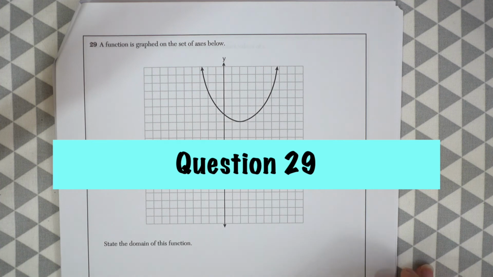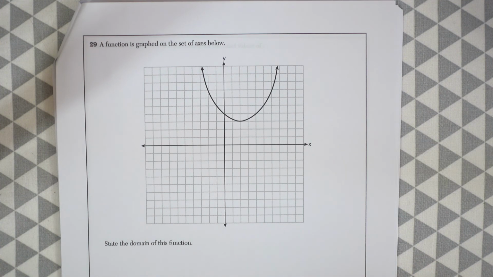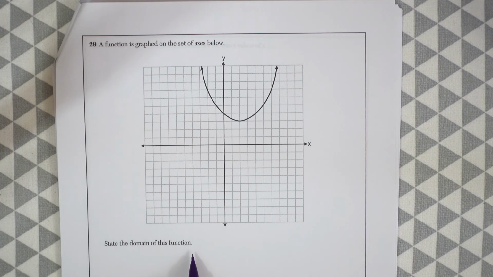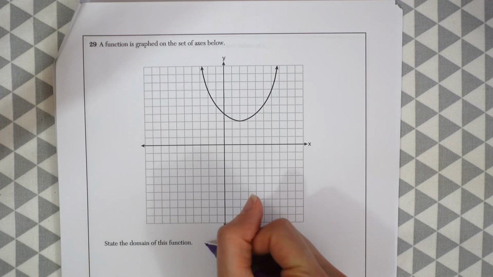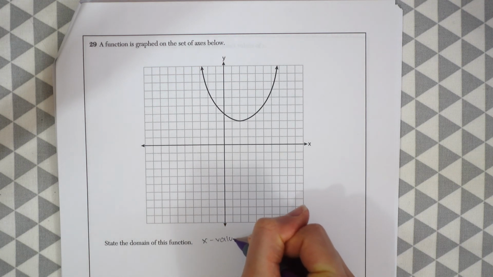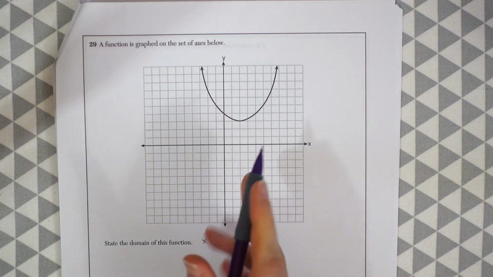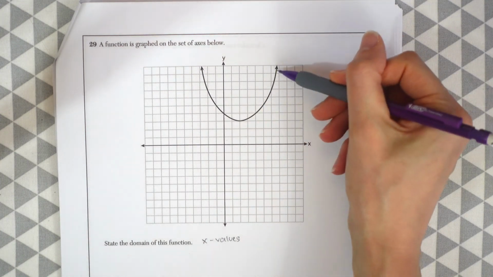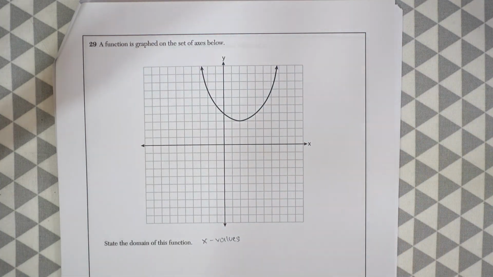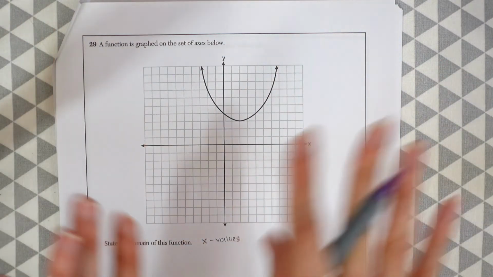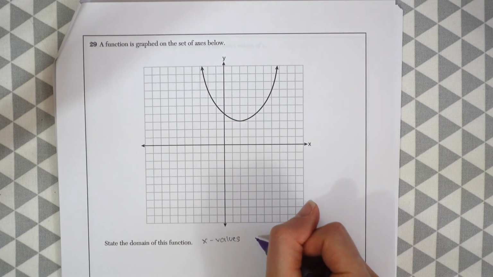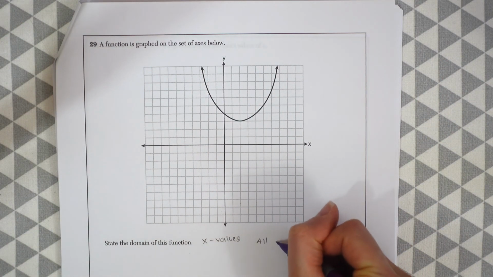Question 29. A function is graphed on the set of axes below. State the domain of this function. So the domain remembers all the x values. And if you look at the domain, you could see that there's arrows here which represent that this parabola is going to keep going on forever and ever and ever. So our x values are going to be all real numbers.